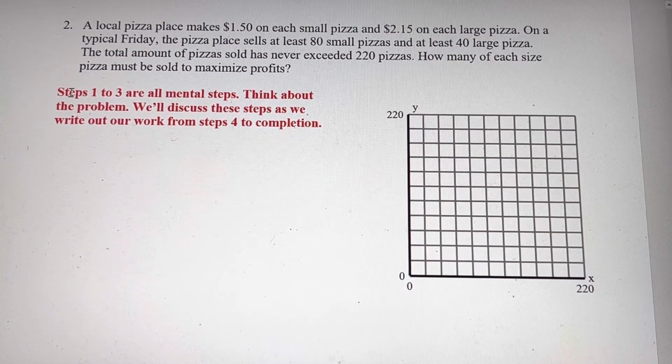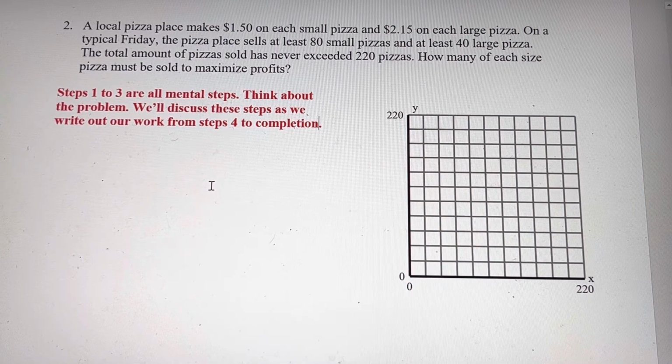Just like we said before, steps 1 through 3 are all mental steps. We want to understand the problem, define the objective, and define the constraints. We want to understand those. Steps 4 through 8 are where we actually write stuff out and solve the problem.